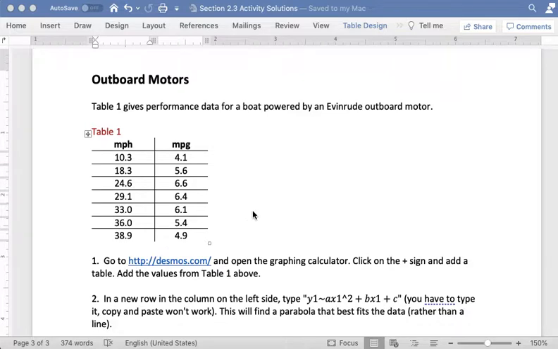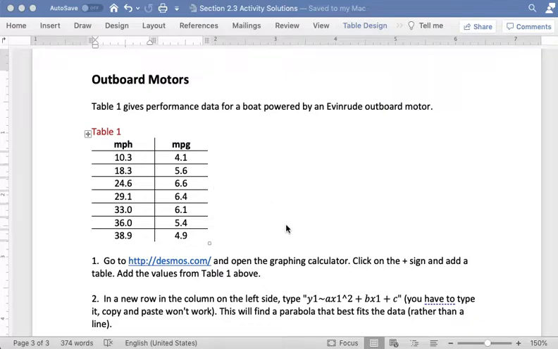As you may be aware, normally when you increase your speed, you increase your gas mileage to a certain point, but then there's a point where gas mileage starts going back down because you're going so fast that there's a lot of wind resistance and that kind of thing. So this is our data.